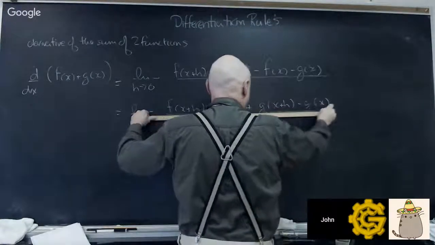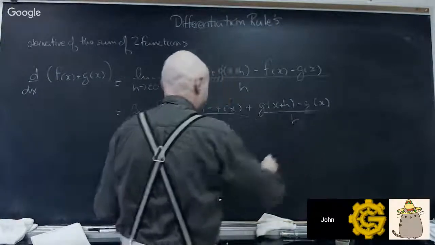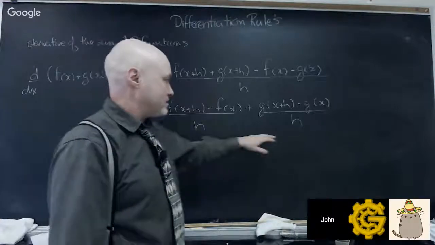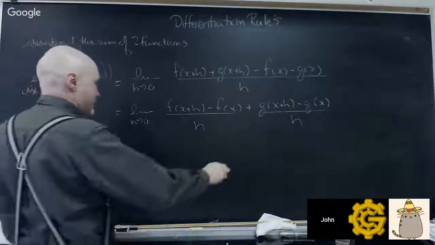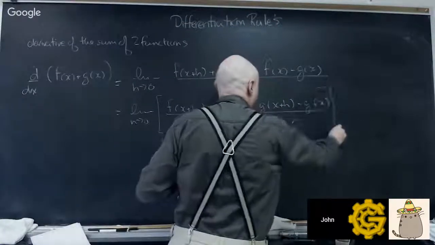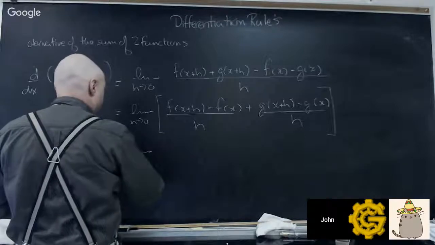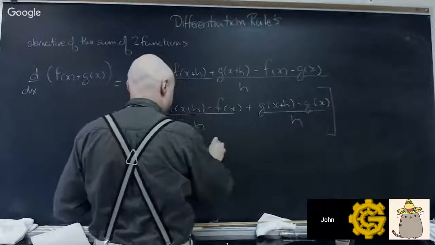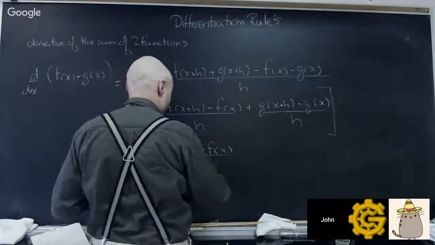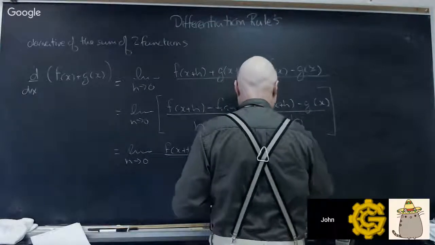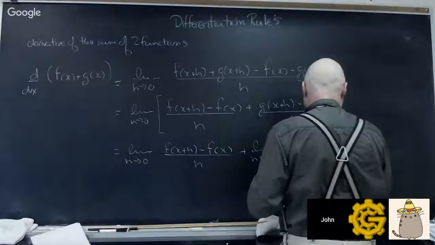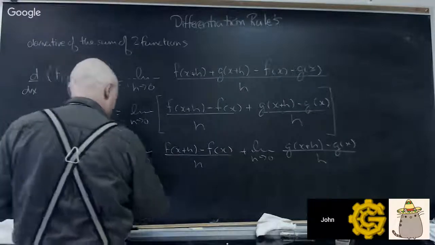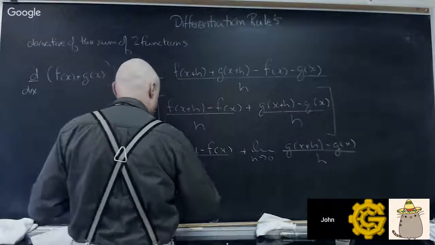But notice, since this is a sum on top, I can sort of do the opposite of adding fractions. I can break this into two fractions with the same denominator of h. And look at what's happened. The limit of a sum is the sum of the limits. And so this becomes the limit as h goes to 0 of f at x plus h minus f at x all over h, plus the limit as h goes to 0 of g at x plus h minus g at x all over h, which is f primed at x plus g primed at x.